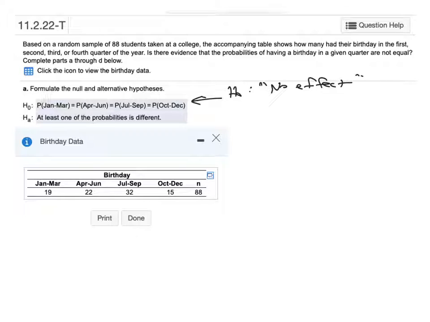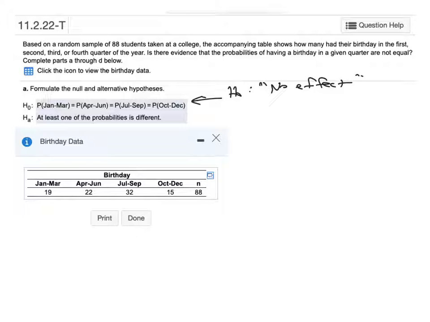HA is always just the opposite of that. So the opposite of all of the quarters being equally likely is that at least one of them is different from some other one. In other words, they're not all equal. That's what HA is saying. I didn't write those statements, I just picked them off the list, so the wording might be different than what you would write if you were setting it up yourself, and that's fine. But these would be the right things.